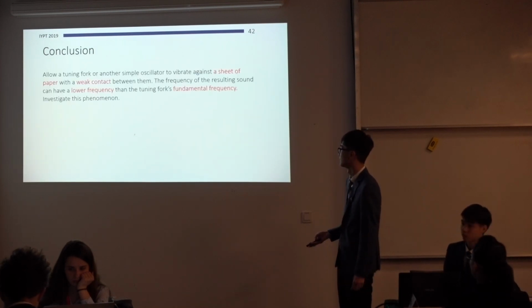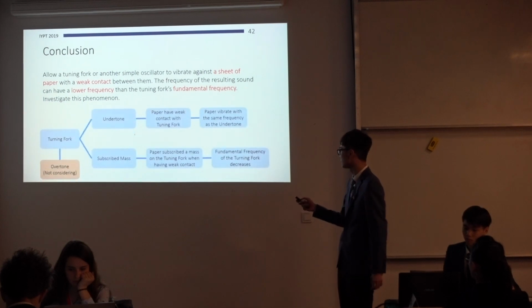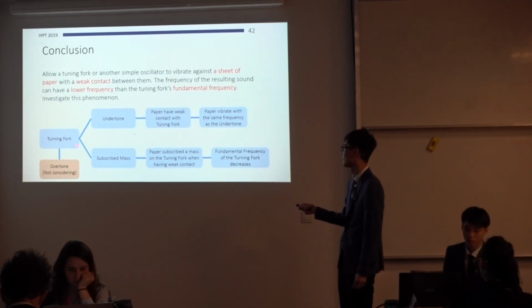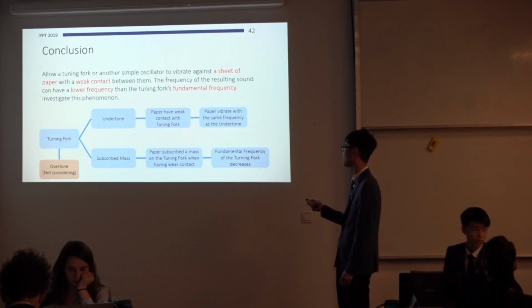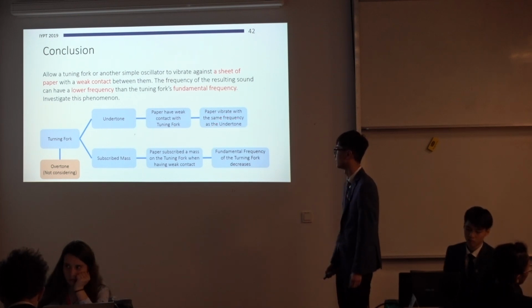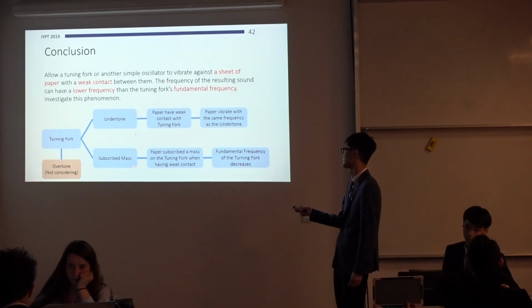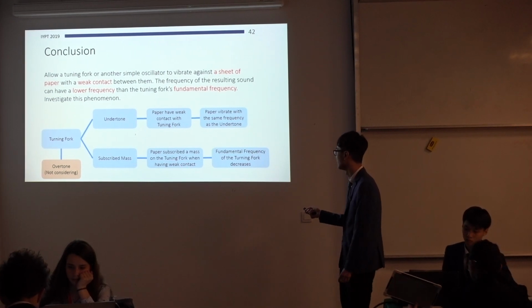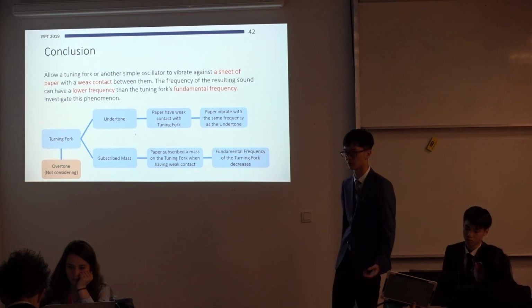So in conclusion, our tuning fork and the paper produce the undertone sound. The paper has good contact with the tuning fork. That's why the paper vibrates with the same frequency as the undertone. And we have talked about the subscribe mass, the paper's mass on the tuning fork: when we have a good contact, the fundamental frequency of the tuning fork decreases.